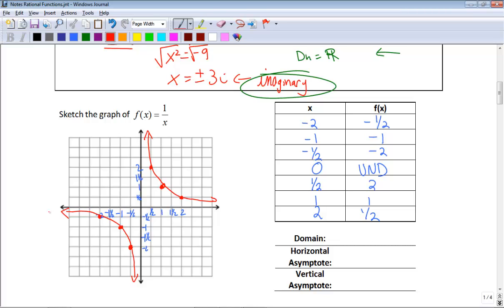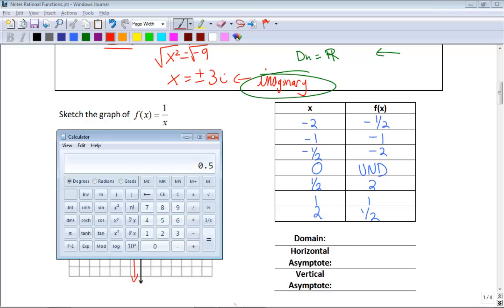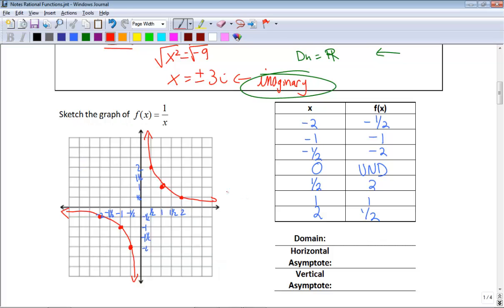So as I go more and more left in this direction, let's pick a number very far left. Let's say negative 1,000. So x would be negative 1,000, so I would divide 1 by negative 1,000. Well, that's a number that's very, very close to 0. As I go more and more left on my x-axis, I'm getting closer and closer to 0.